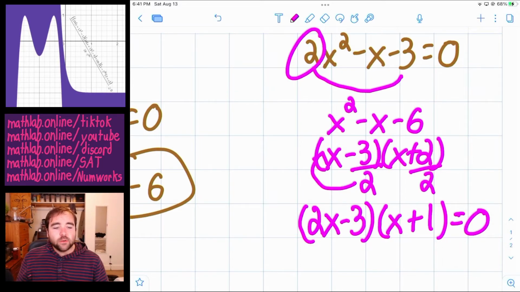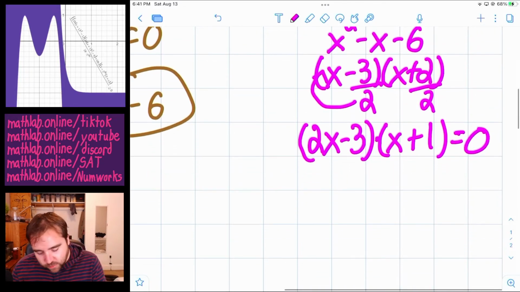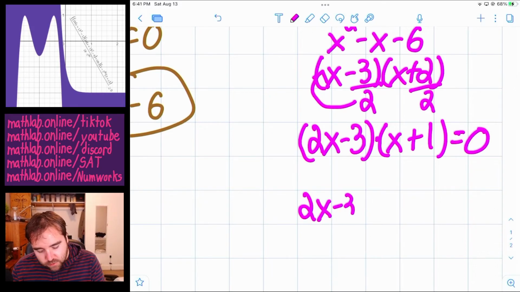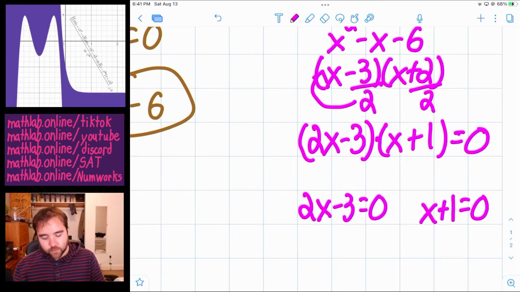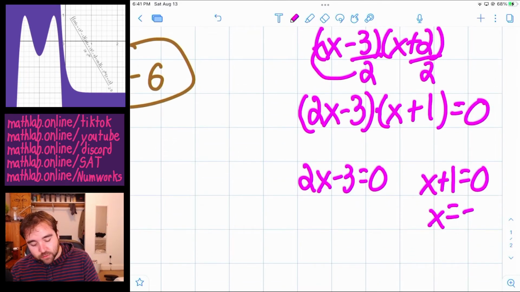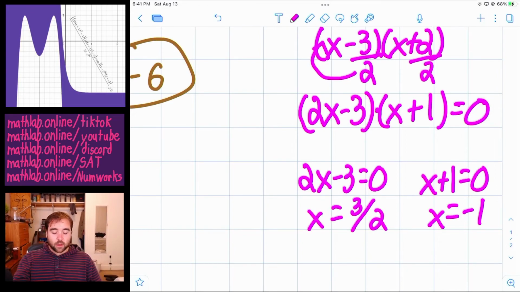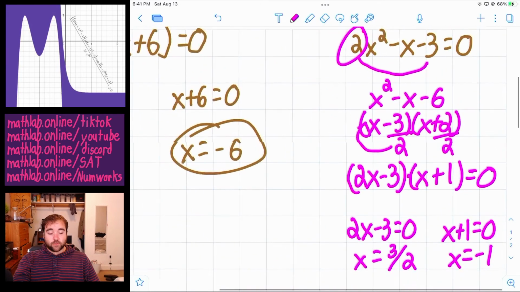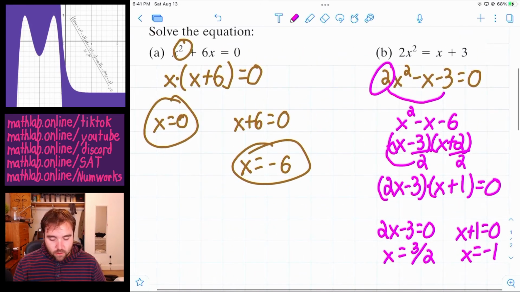And now you do the same thing we did before. We've got two things multiplied together to get 0. So we're going to set them both equal to 0. 2x minus 3 equals 0, and x plus 1 equals 0. And then we solve both of those equations. This one's easy, x equals -1. This one's also pretty easy, x equals 3/2. And there's the two solutions for that quadratic.